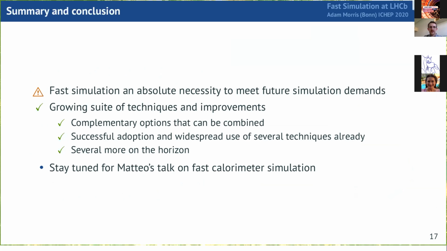To summarize, fast simulation is absolutely necessary to meet the current and future demands of LHCb, and there is a growing suite of techniques and developments that are ongoing. These are complementary options that can be combined, and we've already seen successful adoption of several techniques. There are several more on the horizon. And I'd like to advertise Matteo's talk, which immediately follows mine. So, thank you.